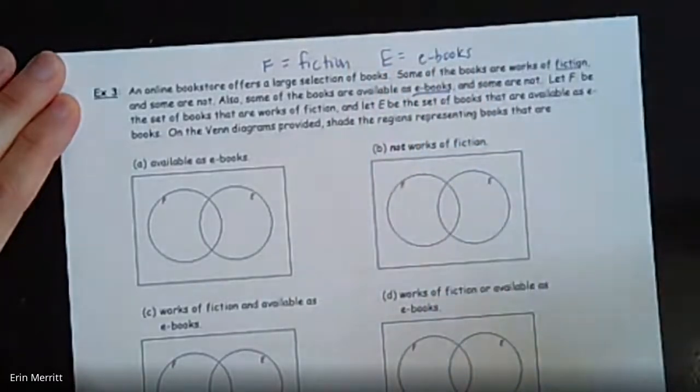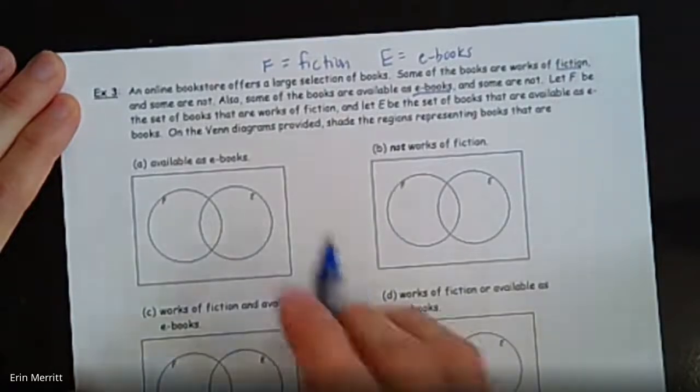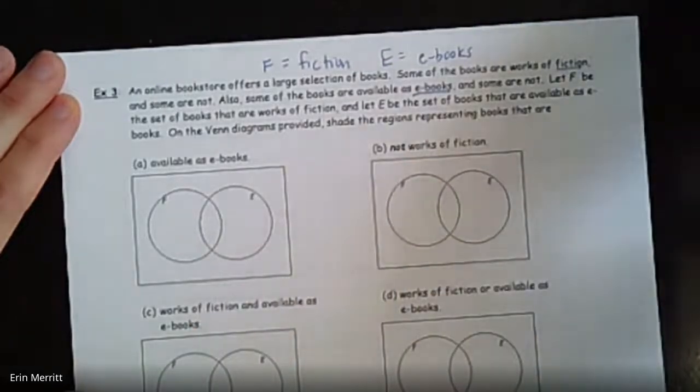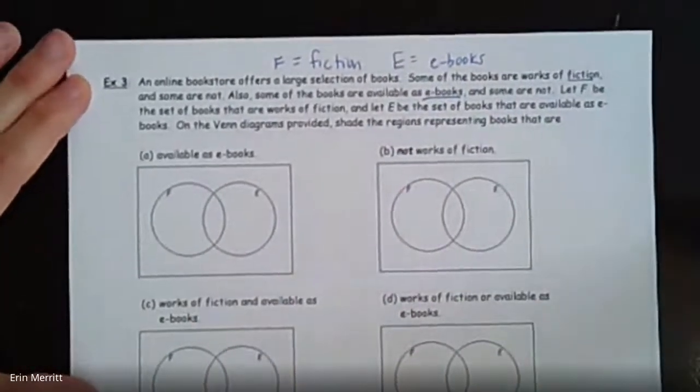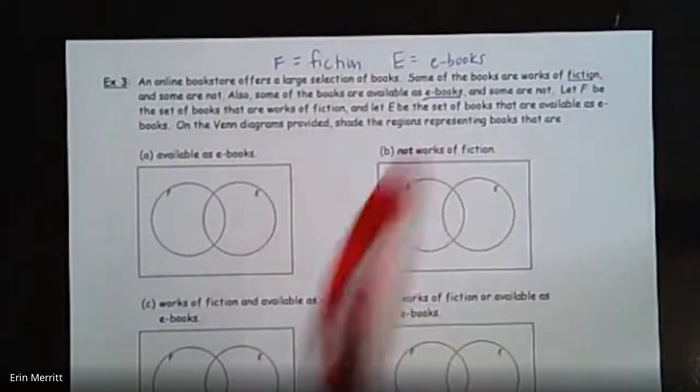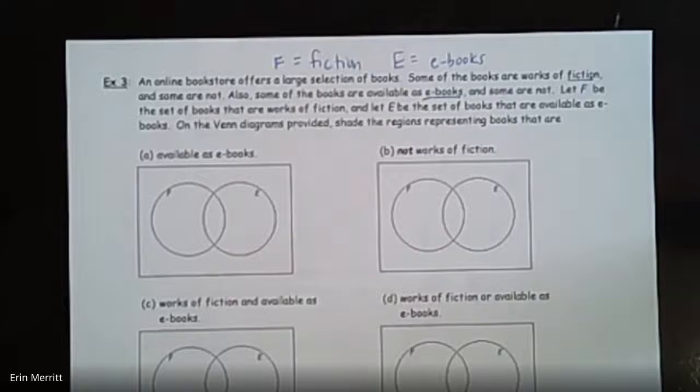All right. On the Venn diagram, shade the regions representing the books that are available as ebooks, not works of fiction, and so on. You'd be surprised that some of these will get you. So if you want, you can pause the video and try it yourself. I would suggest picking up a pen or pencil and just shading what you think is correct. Maybe go with a pencil if you're not totally certain. But if you want to, pause now. Otherwise, I'm going to keep moving.